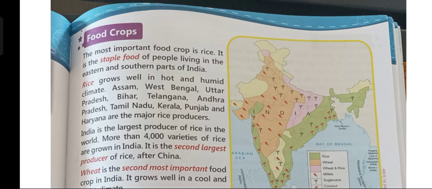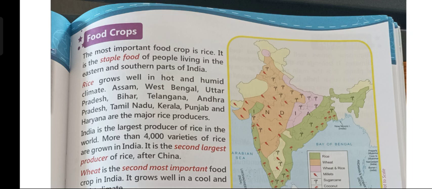Today in this video, children, we will learn in detail about the different types of food crops. So, first of all, children, what are food crops? Crops that are grown to feed the people of a country are known as food crops. Some examples of food crops are rice, wheat, maize, millets, and pulses. So, children, these are the examples of food crops. Today we will learn in detail about the food crops. So, let us start reading the chapter.